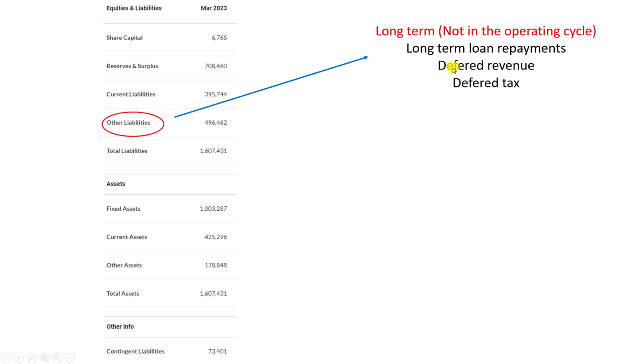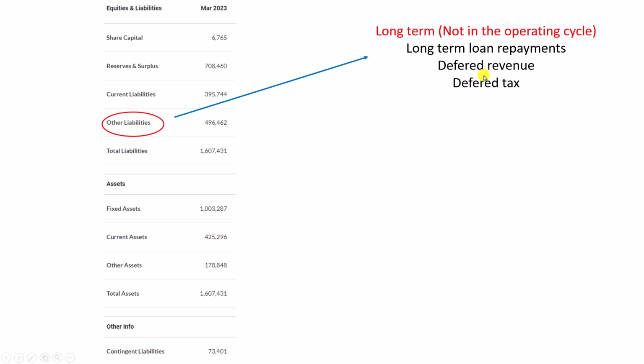Okay, next we have deferred revenue. All right, let us say that the company has received payments in advance for the goods or services that the company has not yet provided. Okay, try to understand. Let us say that the company has received payments in advance for the goods or services that are not yet provided, then it would be considered as deferred revenue. Now, this is a liability until the goods or services are delivered.